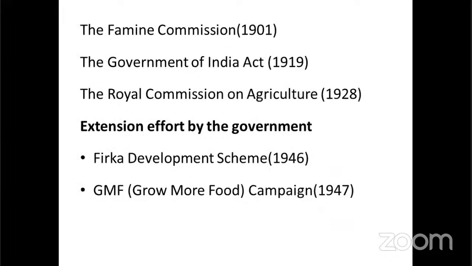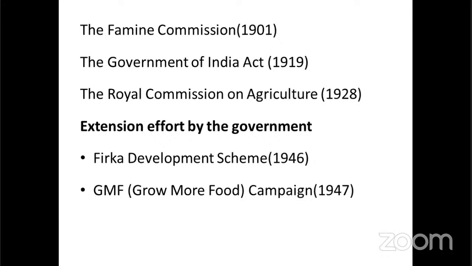Next one, the Famine Commission. I already told you before, in the 1880s and 1890s there was a huge famine in Bengal. After the Bengal famine, the British colonial government appointed a committee to review this famine. After that, they submitted a report recommending a separate wing for agriculture, which would be useful for the people also. That way the Famine Commission of 1901 came.